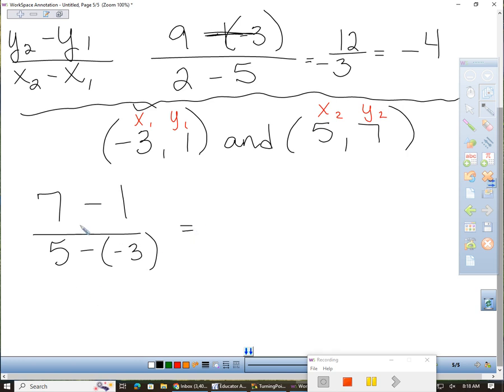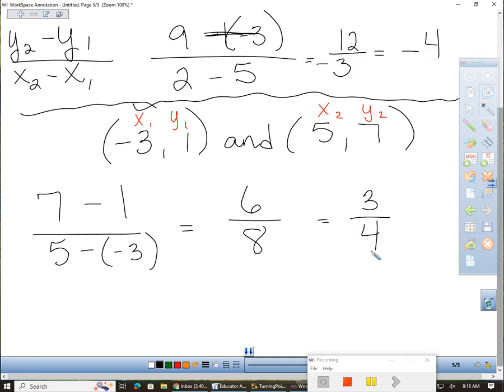On the top, I have 7 minus 1. Good. On the bottom, 5 minus the negative 3? 8. Excellent. Can I reduce that? To what? 3 over 4. Perfect. All right, so do we have any question how to put it into that formula or that equation?